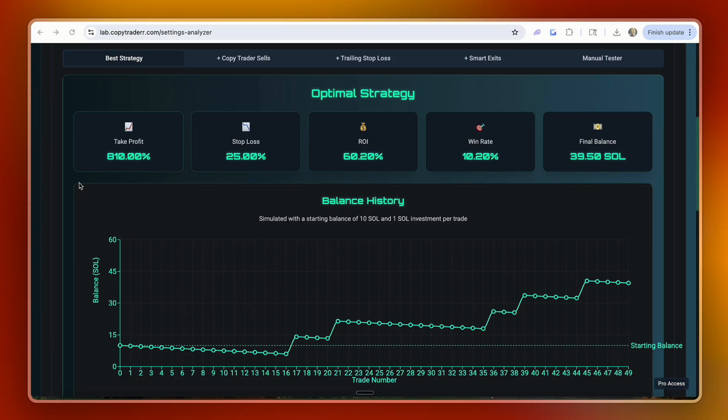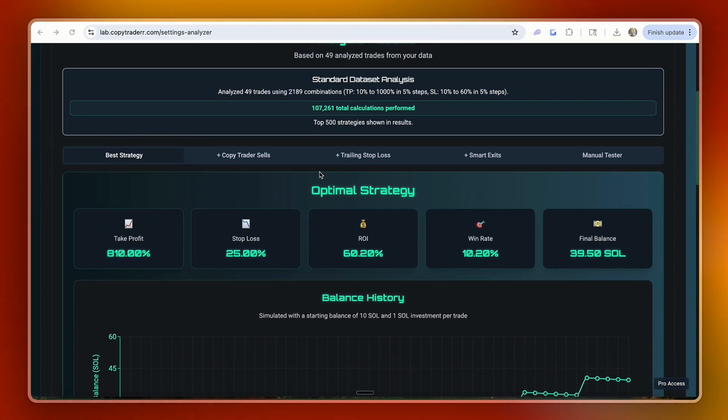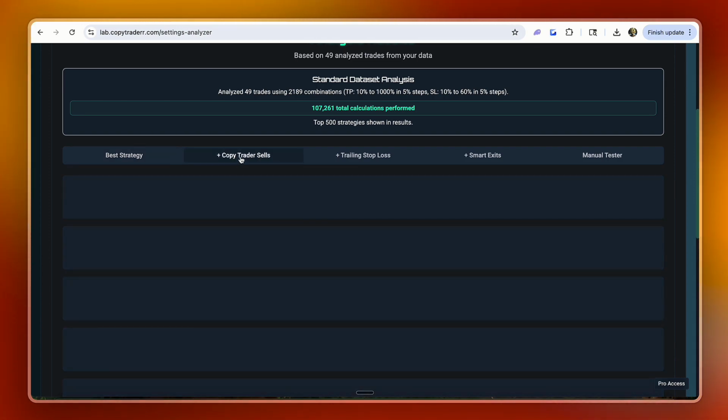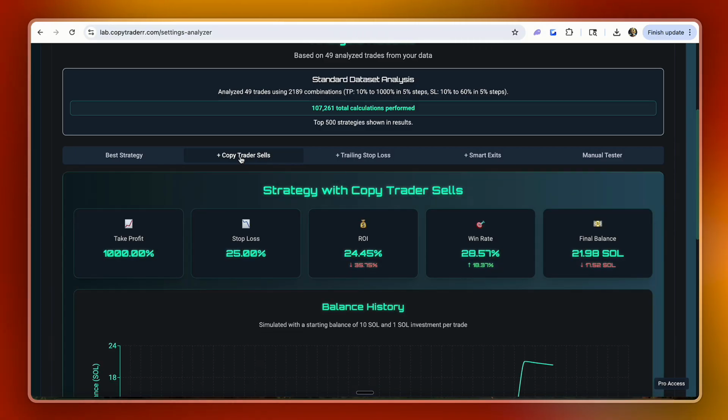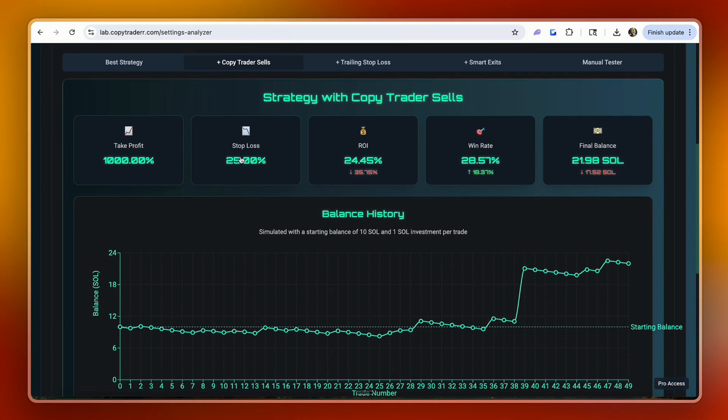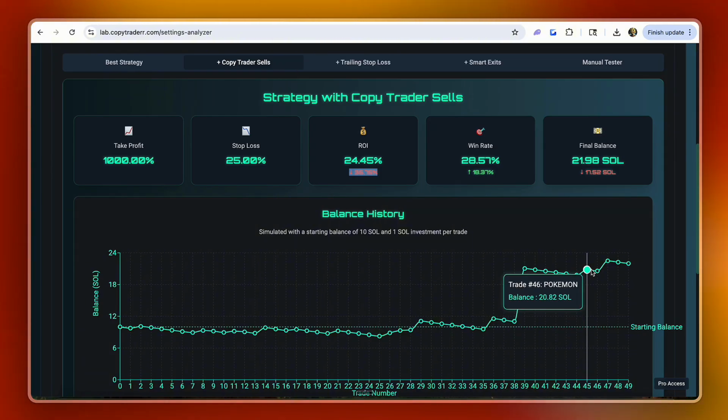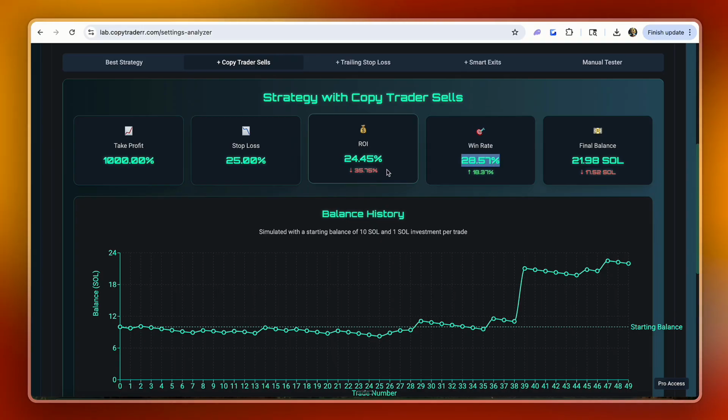So what can you do from here? You've got the best strategy, but that is just the beginning. Now we can go in and break this down even further. First off, we can check if it would have been profitable to turn on the copy trader sells settings in your bot. And we can see if we would have done that, then we would have only made 24% profit. So we would have been down 35%. You can see our updated chart. So obviously the best settings would be to turn off copying the trader's sells and only to trade with our stop loss and take profit.